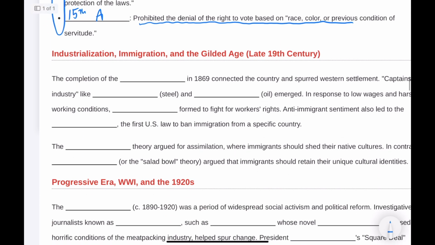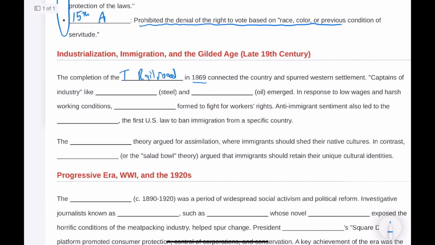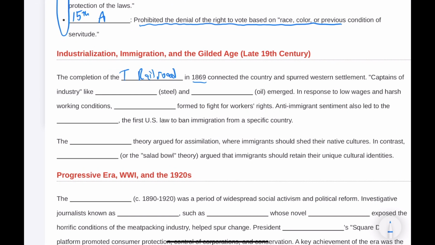All right, moving into the industrialization, immigration, and Gilded Age. So the completion of the blank in 1869 connected the country. This was the Transcontinental Railroad. Captains of industry like blank in steel and blank in oil. So for steel, that would be Carnegie. And with oil, that was Rockefeller.